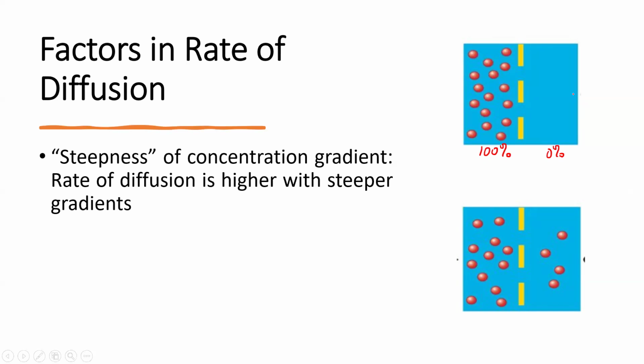We are talking about a difference of 100. So they will quickly want to go over to the other side. Whereas over here, we have about, just making it up, say 60% and 20%. So the difference is not as great. They will still go over, but it's not going to happen really quickly.